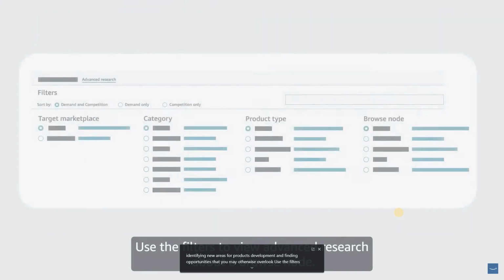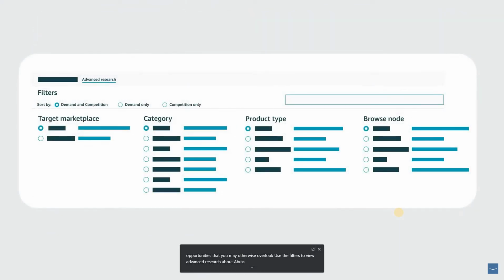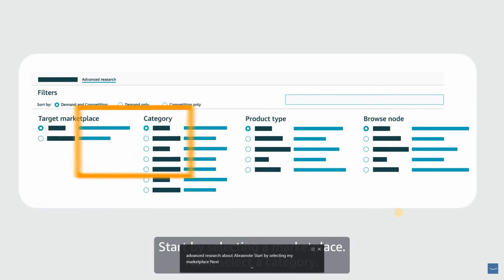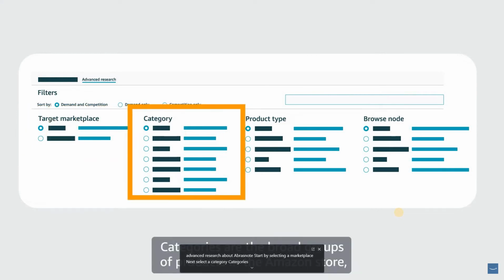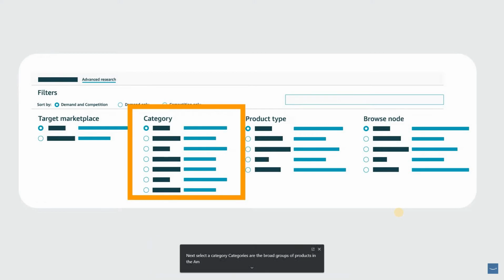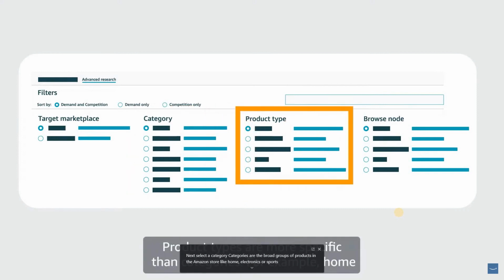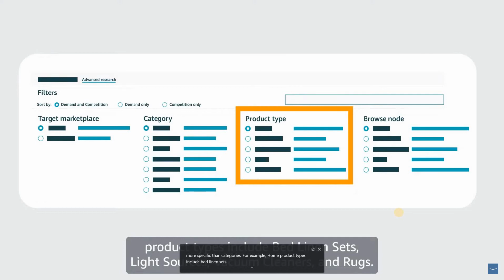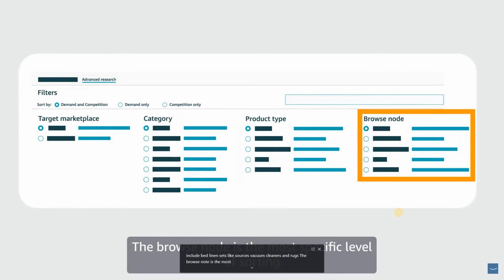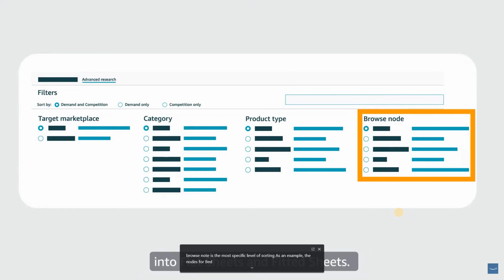Use the filters to view advanced research about a browse node. Start by selecting a marketplace. Next, select a category. Categories are the broad groups of products in the Amazon store, like home, electronics, or sports. Product types are more specific than categories. For example, home product types include bed linen sets, light sources, vacuum cleaners, and rugs. The browse node is the most specific level of sorting. As an example, the nodes for bed linens are separated into flat sheets and fitted sheets.